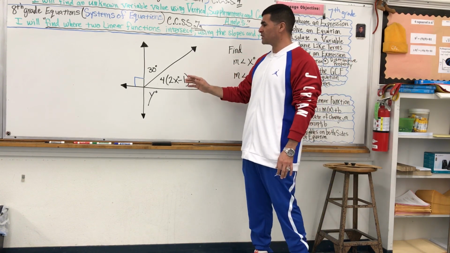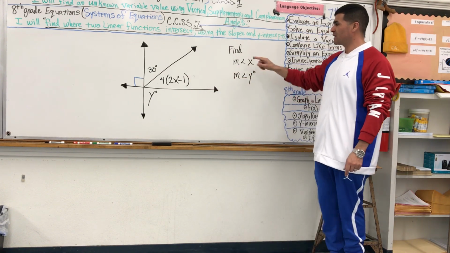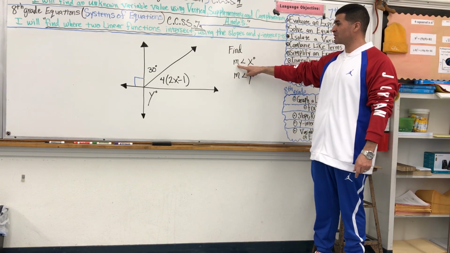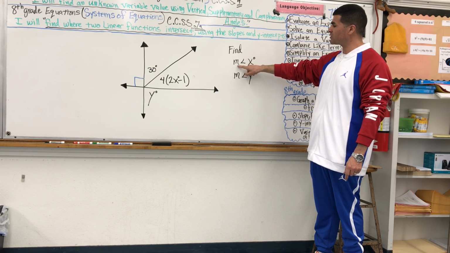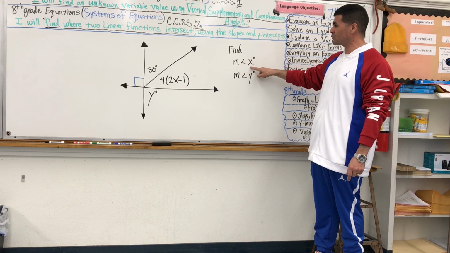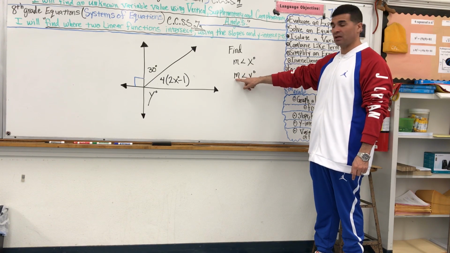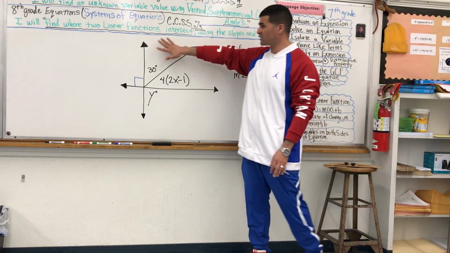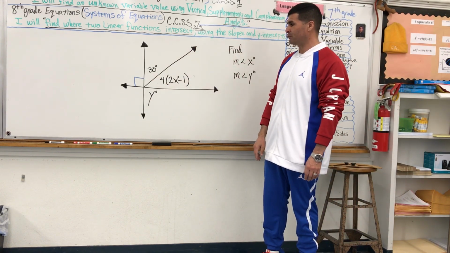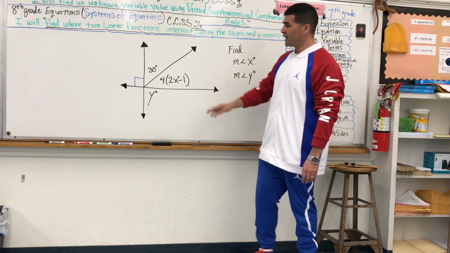What we have here is two missing measurements. You guys already know at this point, this small letter m stands for the word measurement. And we're looking for the measurement of this angle, x degrees, and we're looking for the measurement of this angle, y degrees.